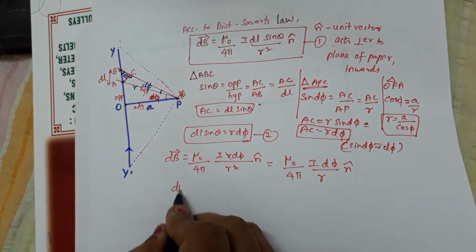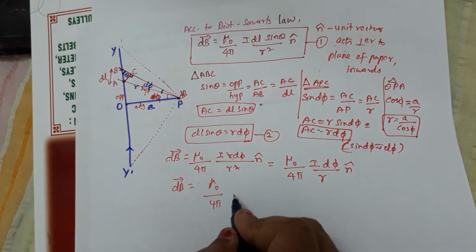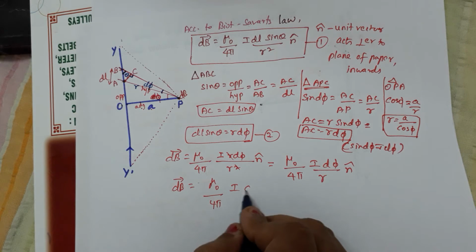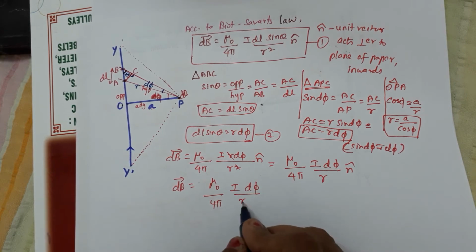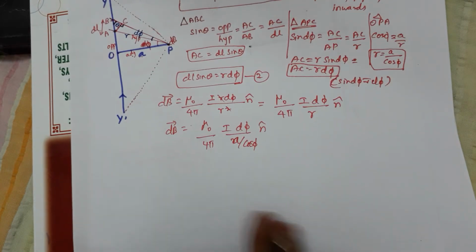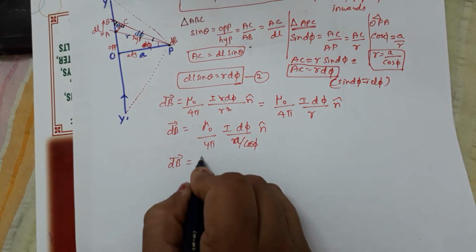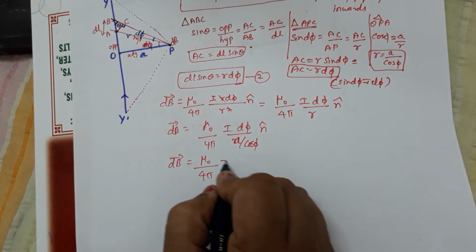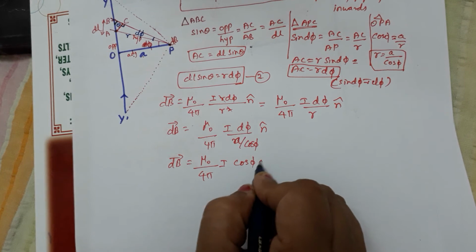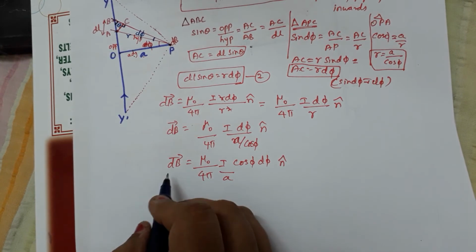So what do you get? dB vector is equal to mu naught by 4 pi I d phi by, what is that r value? a by cos phi, right? Into n cap. Now children, you take it up. So what do you get? dB vector is equal to mu naught by 4 pi I cos phi d phi by a into n cap.